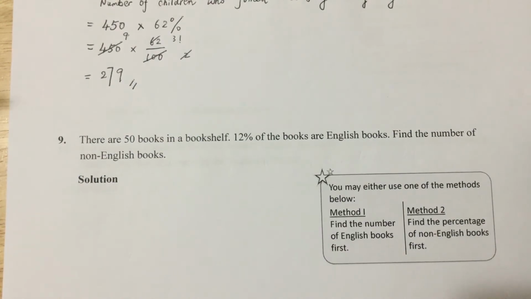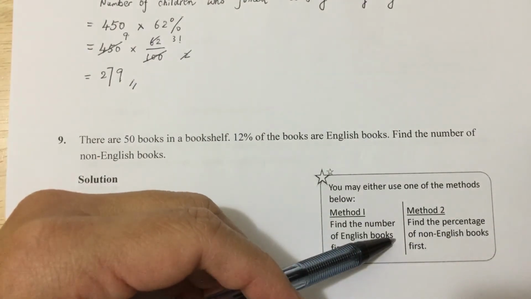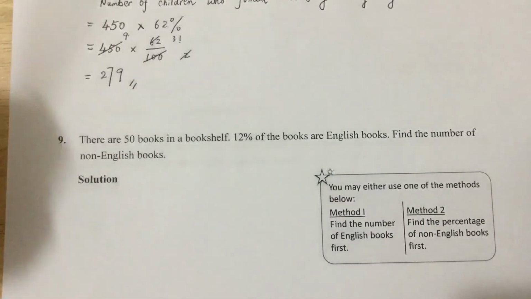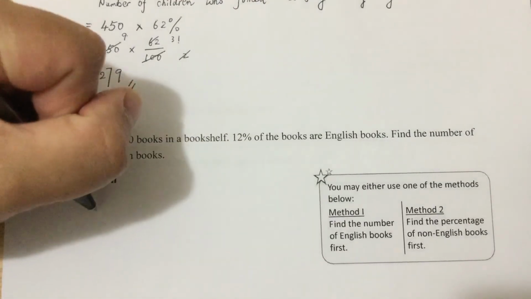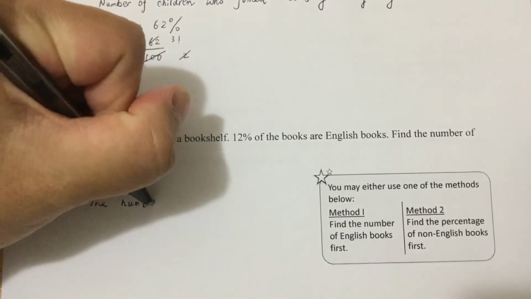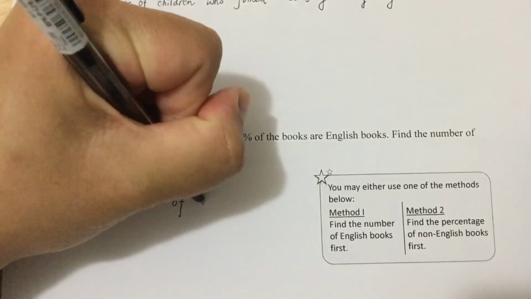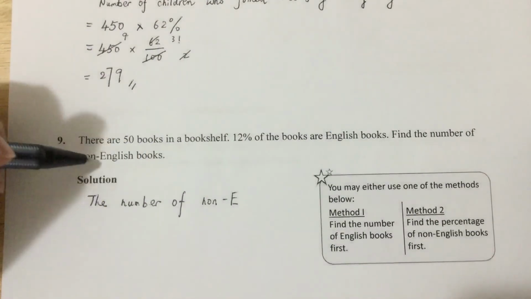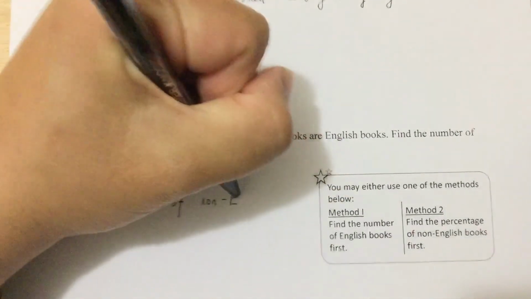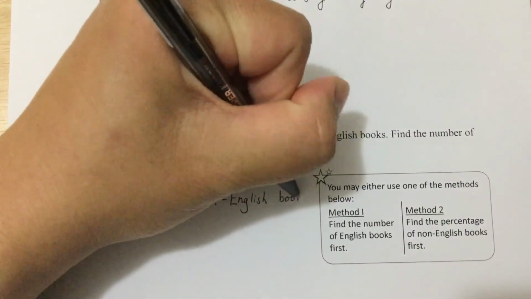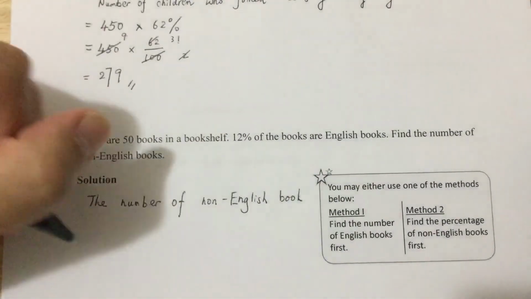First of all, I will choose method 2 to show it to you. Method 1, I think you can do it by yourself, so I will not do it for you. So I will do method 2 for you. First of all, let me write down the number of non-English books. What is the meaning of non? That means it is not English book. Not English book. So you will have non-English book. Okay, now revise something like this and equal.